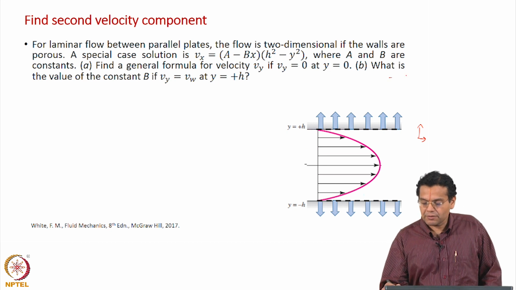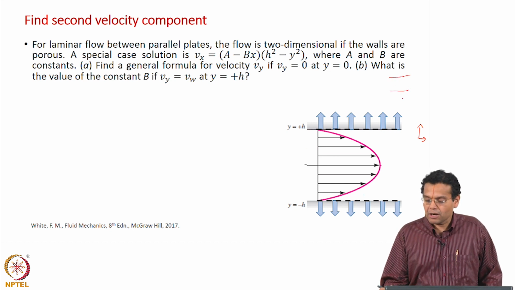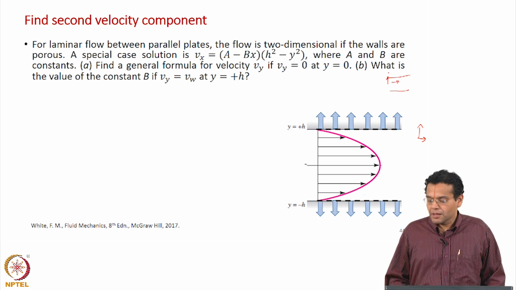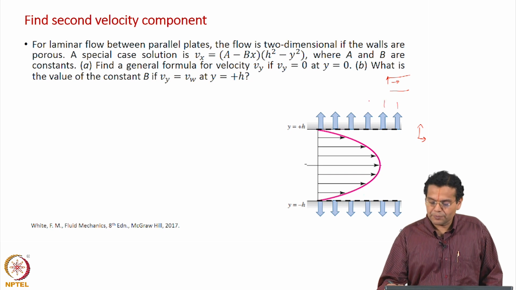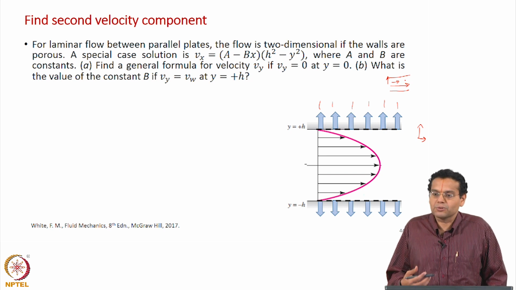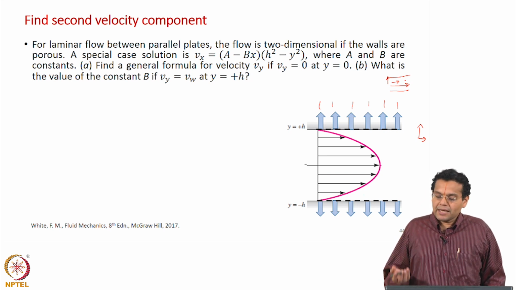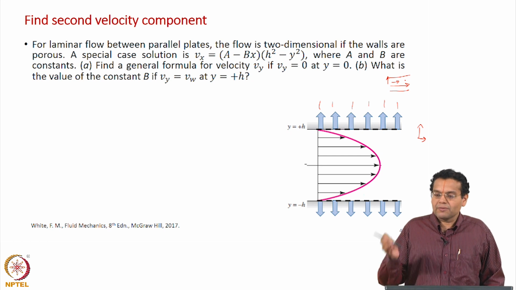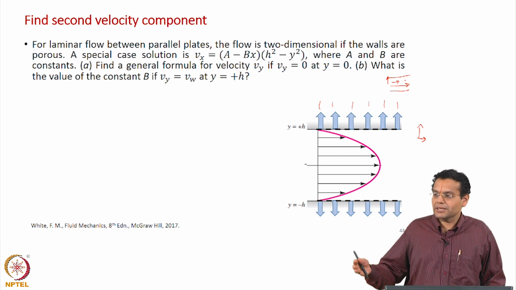Now, when there were two non-porous plates, the x velocity varied in the y direction only. Now, because there is outflow through this porous wall, the x velocity varies along the flow direction also. That is why it becomes two dimensional, and we can expect that because there is outflow, the velocity will decrease along the direction of flow.